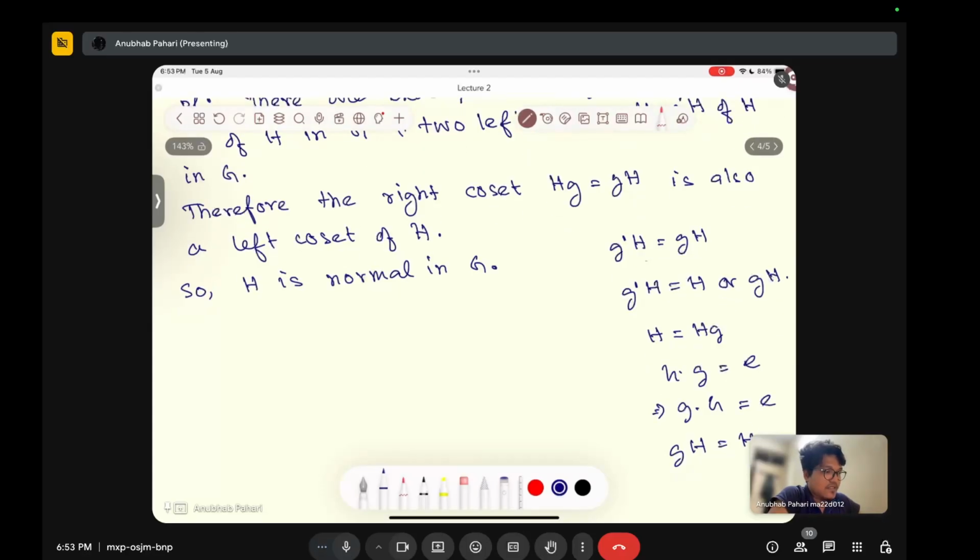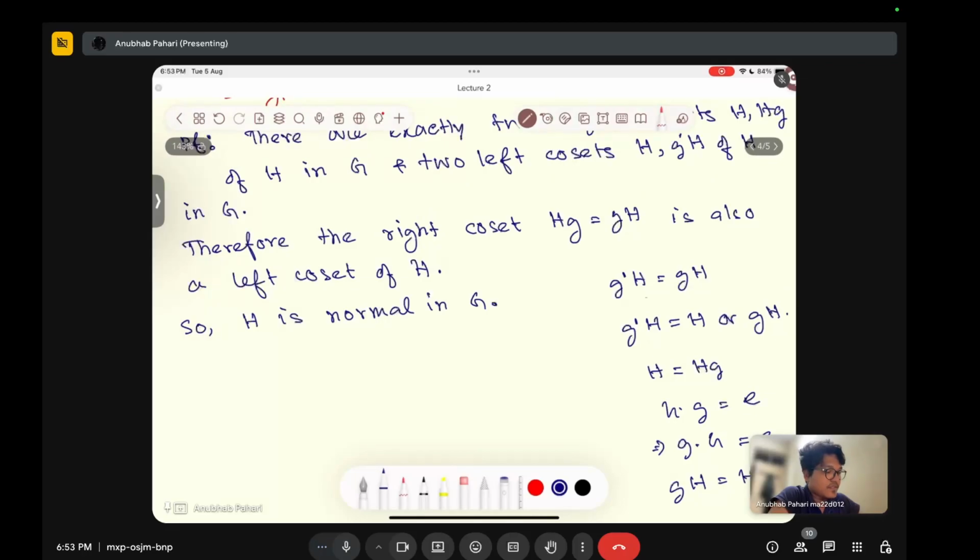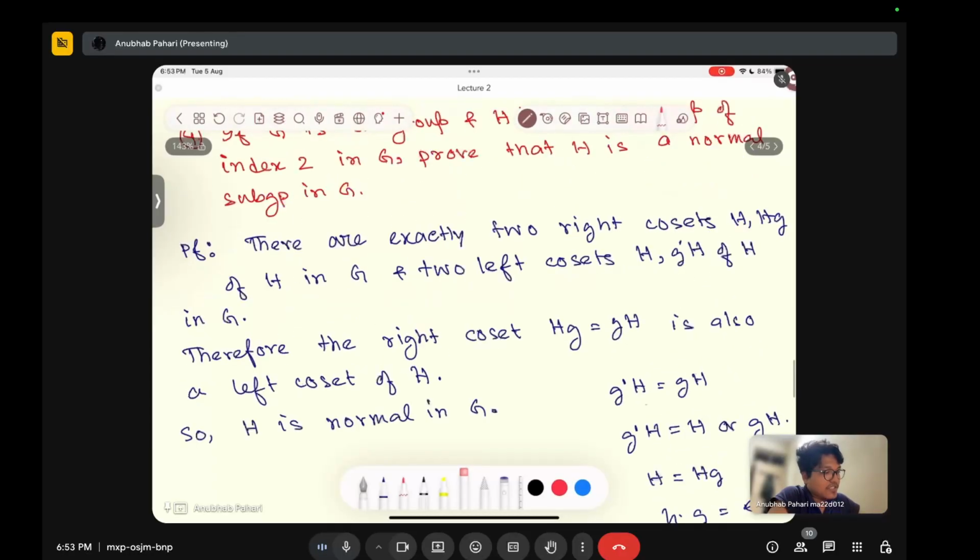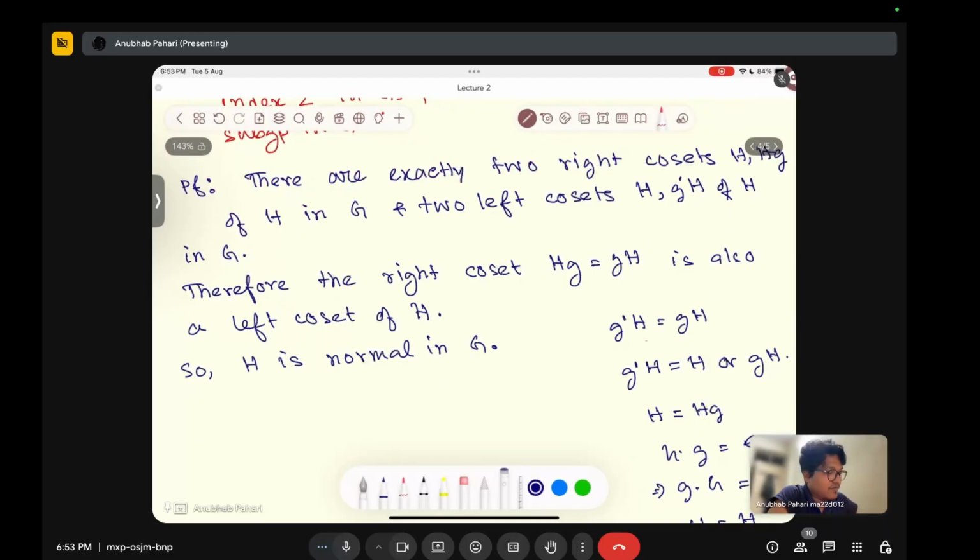Hg is equal to gH. How are you getting this equality? First, you tell me that this thing is clear, your first question, what you just said.